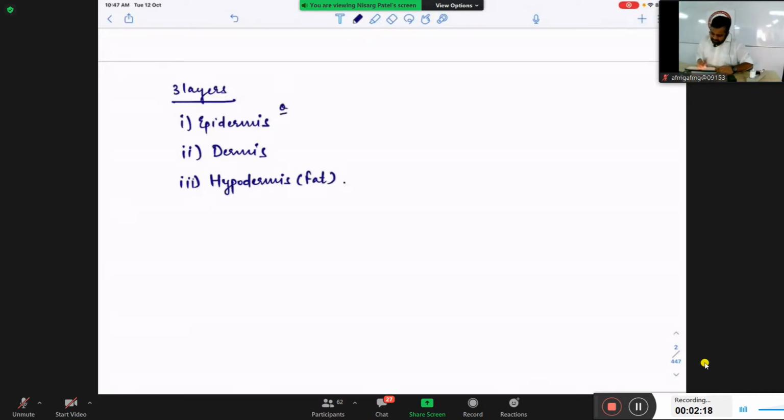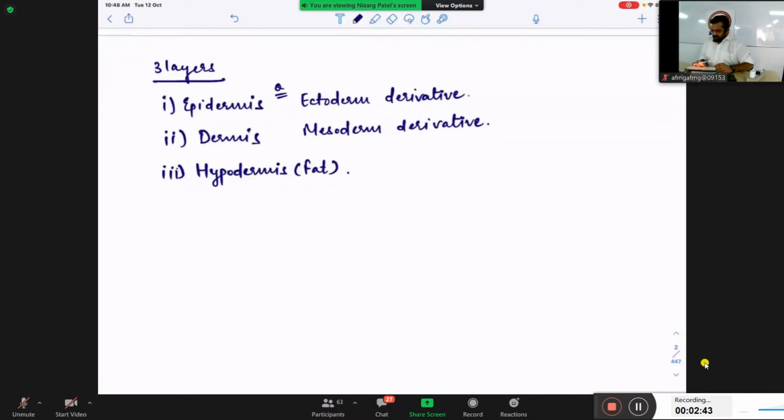Of this, they ask MCQ. Epidermis is derived from the ectoderm. Epidermis is an ectoderm derivative, whereas dermis is a mesoderm or mesenchyme derivative. So epidermis, dermis, and the hypodermis.